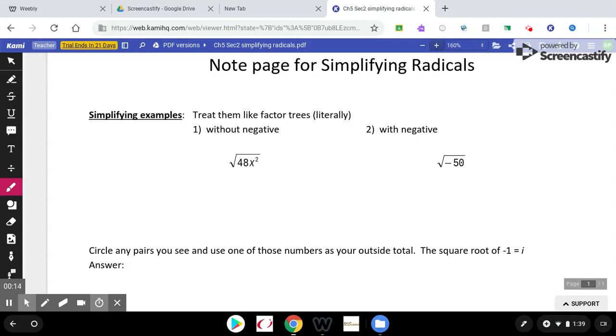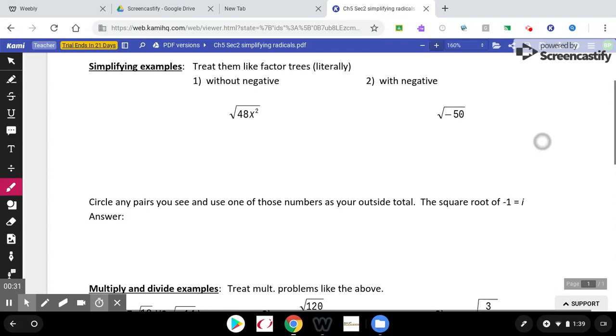Alrighty, so I would hope that you remember doing factor trees in the past. So if we eyeball up here this first example, square root of 48, forget the x for a second. Square root of 48 does not come out even. And unless the direction says round, you don't get the round. And if you don't get the round, then that means factor trees.